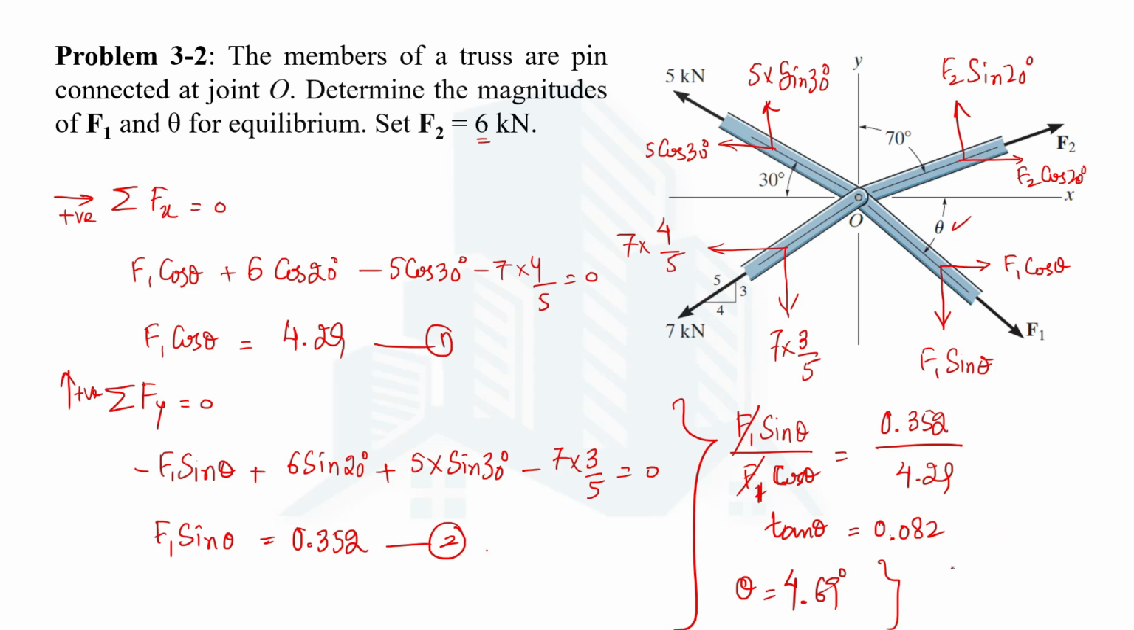Let's say if I put in equation number 1, so on solving we are going to get the value of F1 as 4.31. So both the magnitude of F1 and its angle is now being calculated. That's what was required in this question.